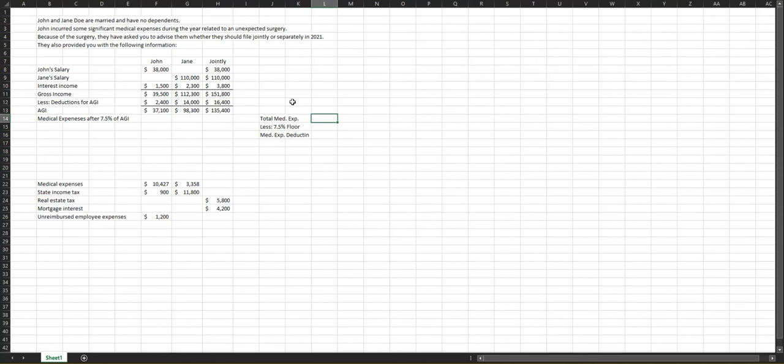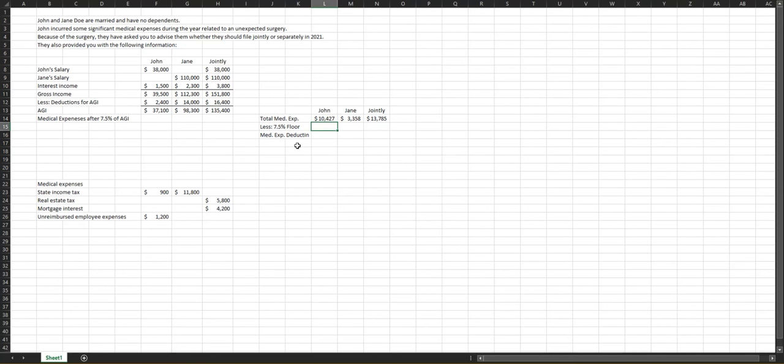And we know that for the two, we will end up with John's medical expenses. Let's see. Yeah. Instead, I'll drag the data over. Their joint medical expenses are going to be the sum of those.